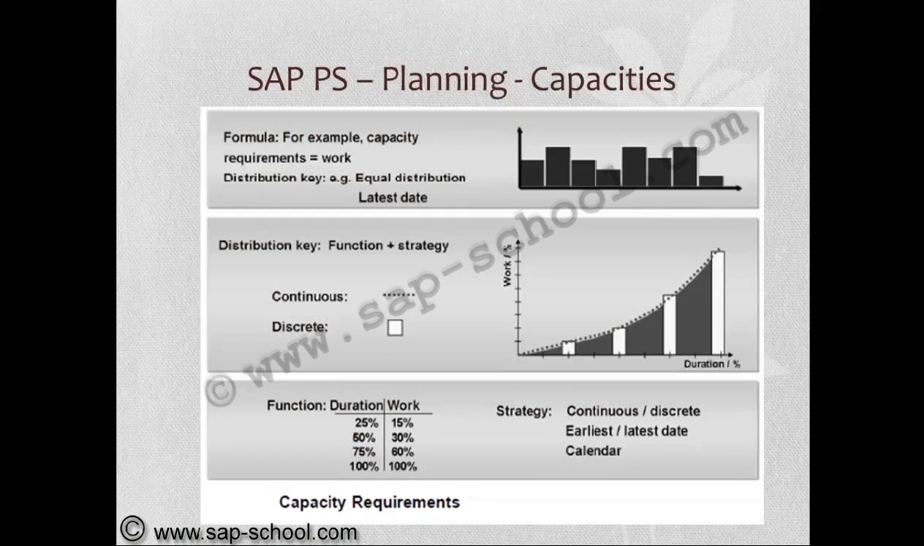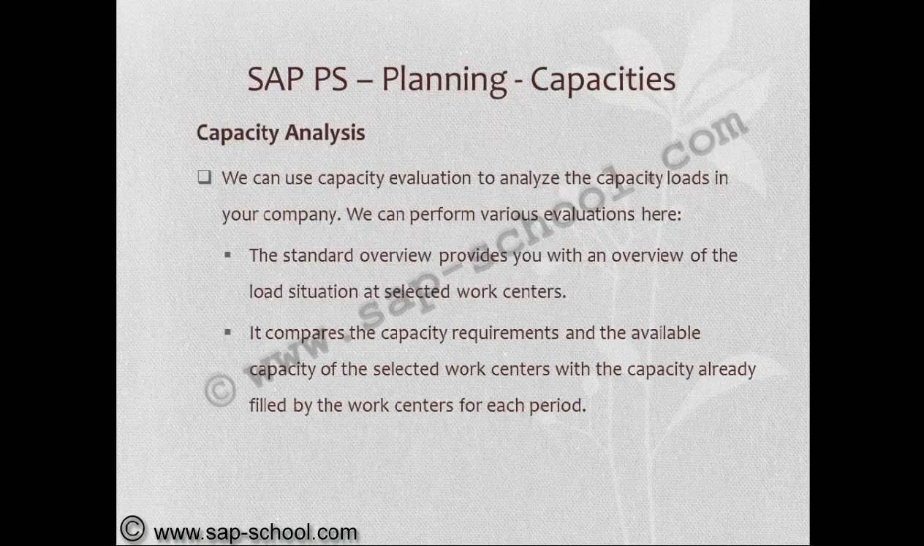So the capacity requirements equals to work, that is based on distribution key, and distribution key is function plus strategy. So 25% of duration, 15% of work. So this is the function we use: continuous or a discrete, earliest or a latest. These requirements will be monitored. Now we'll see capacity analysis.